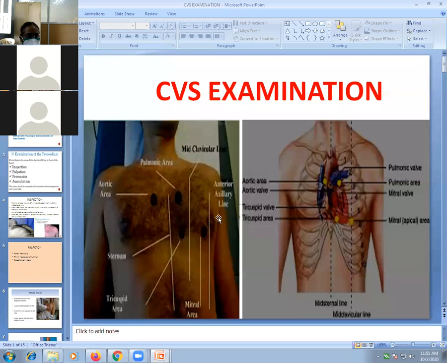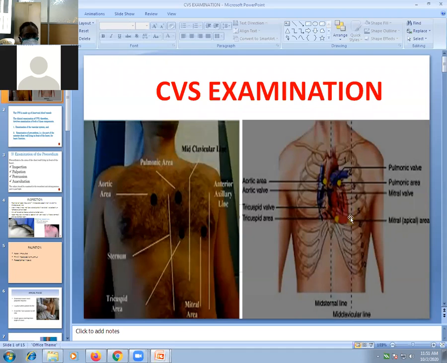But for cardiovascular system, you have to inspect, palpate and auscultate only this area. This area is called the precordium. So it is the area of the chest wall which is overlying your heart. So this is the position of heart. The area of the chest wall overlying your heart is called precordium. So this is the precordial area which you have to examine for cardiovascular system.